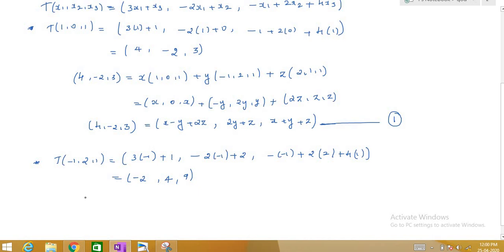So again I have to write minus 2 comma 4 comma 9 as a linear combination of x times 1 comma 0 comma 1 plus y times minus 1 comma 2 comma 1 and z times 2 comma 1 comma 1. So I'll get the same equation here: x minus y plus 2z comma 2y plus z and x plus y plus z. The only thing changed is the left hand side. So here we had 4 comma minus 2 comma 3, which is the answer we got here, and instead here we will have minus 2 comma 4 comma 9.